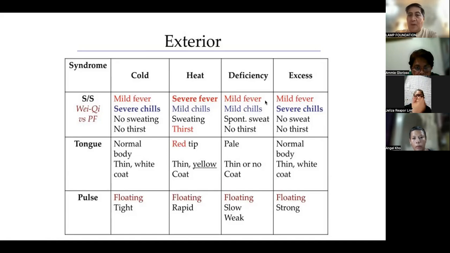Okay? So pag deficiency, pale, thin, or no coat. Kasi pwede maging yin deficiency. Okay? Well, what do you mean by this? May problema na yung pasyente. May comorbidity na. Can you follow? May problema na. Pag excess naman, normal body, thin white coat. Parang wala lang.